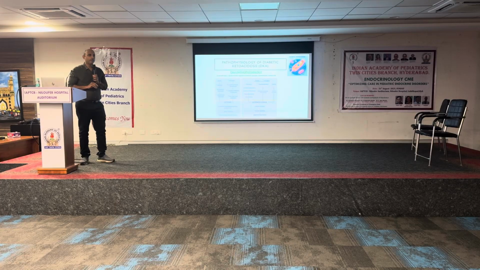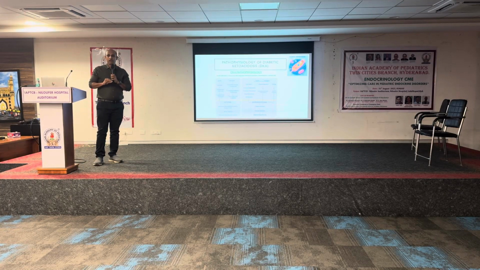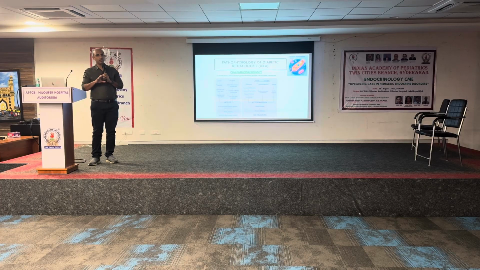So coming to the pathophysiology, I need to spend some time on this. You need to understand it better so that you will treat the child better. Insulin is basically produced from the pancreas. It is basically an anabolic hormone. It will store all the energy forms: glucose into glycogen, amino acids into the muscle, and fatty acids into the fat stores.